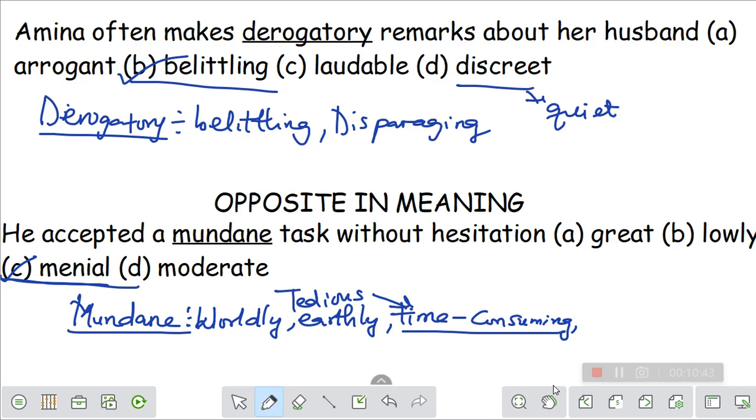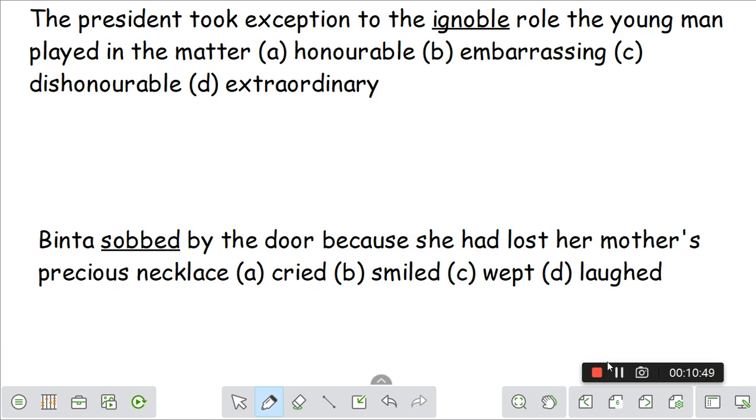The president took exception to the ignoble role the young man played. Don't forget, we are still under opposite in meaning. What is the meaning of ignoble? We all know that noble means popular for good things. But ignoble means not noble. Not noble. Because of this "ig", it has made it become not noble.